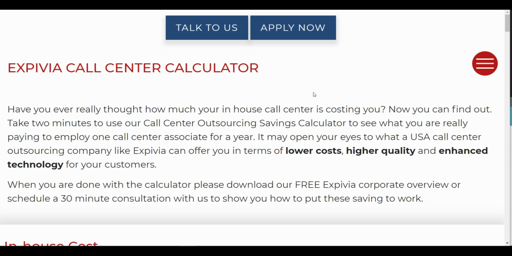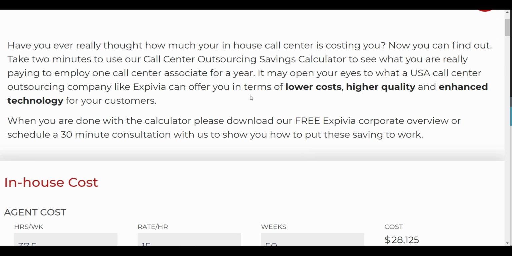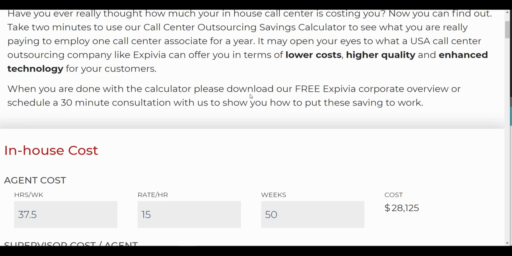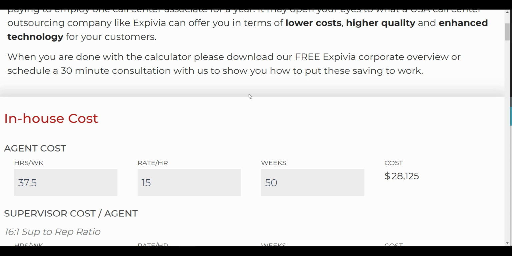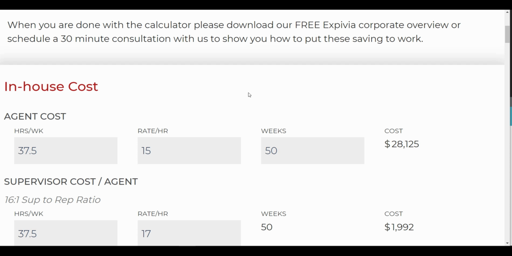So I'll have a link to this that you can go on to yourself when we're done, and you can play with some of the numbers that maybe fit your contact center environment a little bit better. But I want to take you through this. I think it's a really useful tool for drilling down on how much you're spending per associate in your contact center. So, the first cost that we have obviously is just your agent cost.